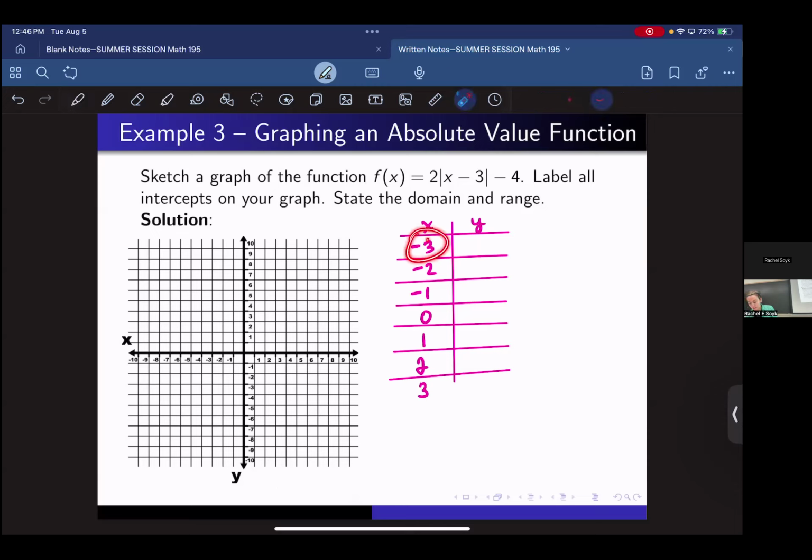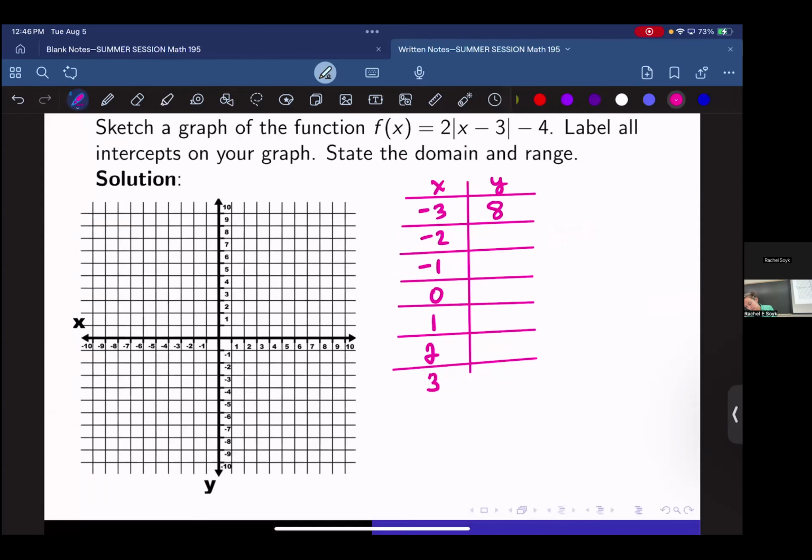So we have -3 minus 3 gives us -6. Absolute value of -6 is +6. 6 times 2 is 12. And 12 minus 4 gives us 8. That's our y. Now let's look at -2. -2 minus 3 is -5. Absolute value is +5 times 2 is 10. 10 minus 4 is 6.